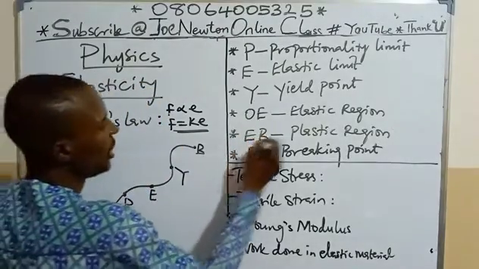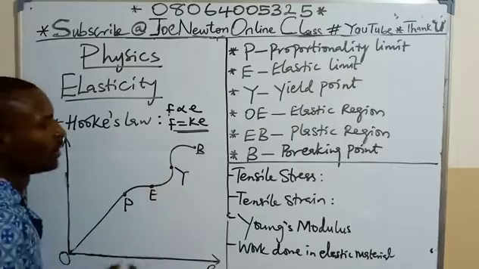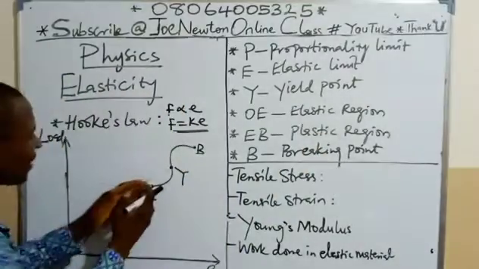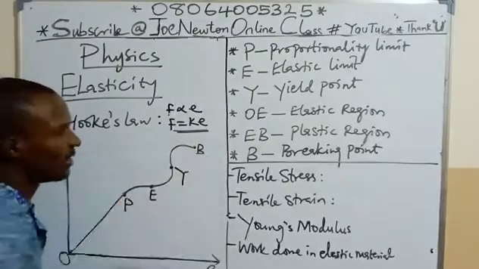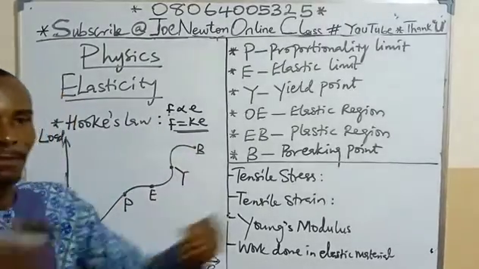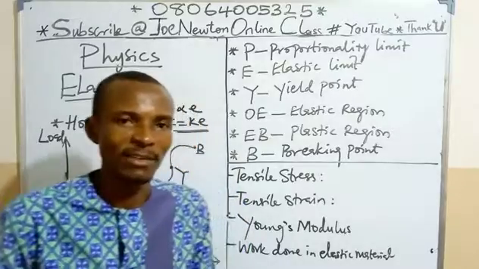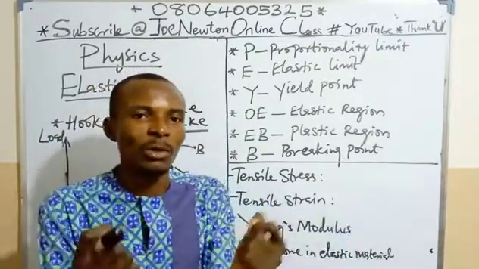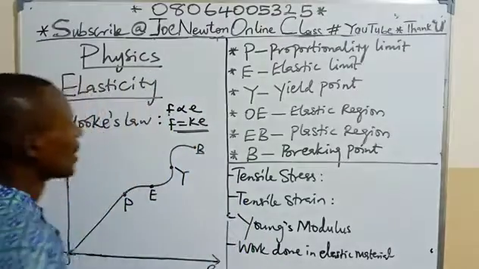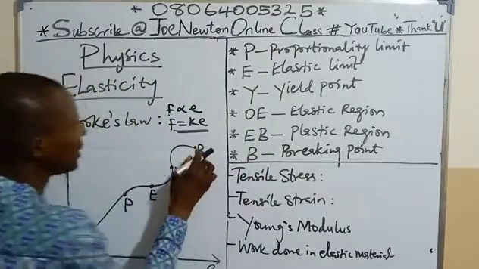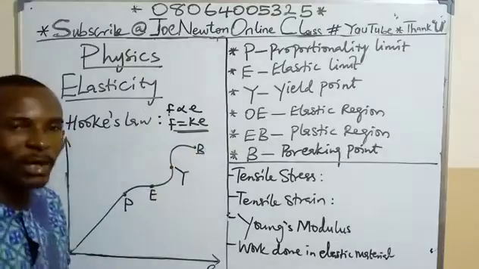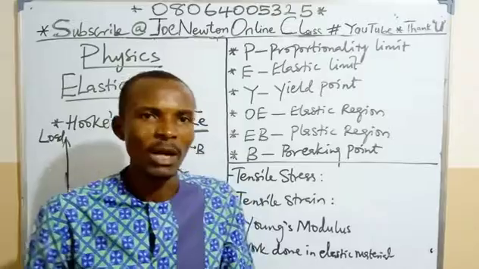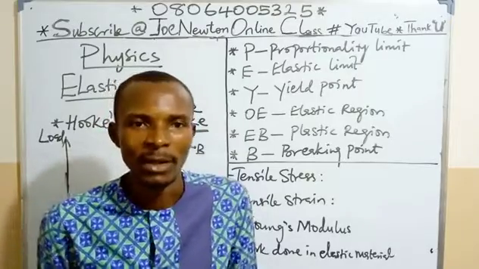Then we have points E to B. From E to B here is what we call the plastic region. Beyond this elastic limit, every other point here, the material has become plastic. It cannot go back to its original shape and size. Like when you get a spring and stretch it, there is a point it will stretch and cannot compress back. Then the point B here is the break point. This is the break point. That is the snapping point. When you overstrain that material, apply more force to it, the material will snap or break. Like I have this rubber now.